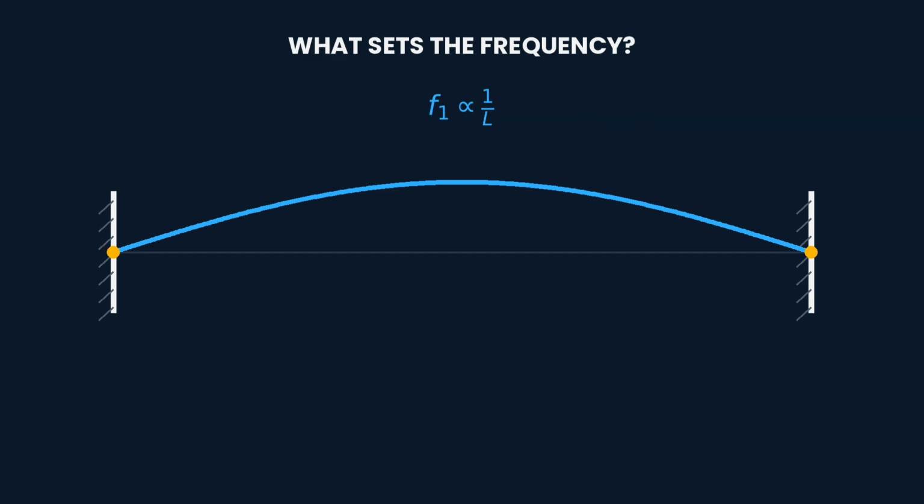The equation predicts f1 is proportional to 1/L, proportional to the square root of T, and inversely proportional to the square root of μ. The full method belongs in the practical lesson.